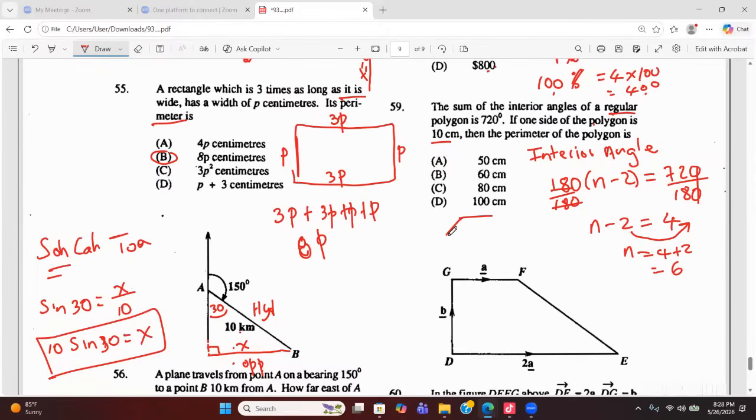Because it's a hexagon, we were just told that it's a regular hexagon. That means every side is 10. Remember, they did say one side is 10, but it's a regular hexagon, so every side is 10. The perimeter is 6 times 10, which gives you 60. Perimeter is 60. Hope everybody sees what I want.